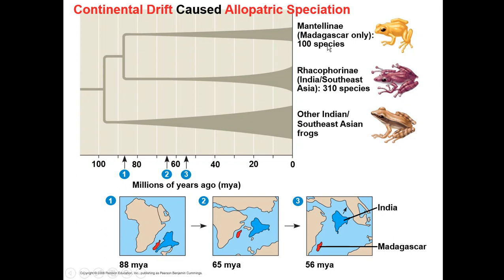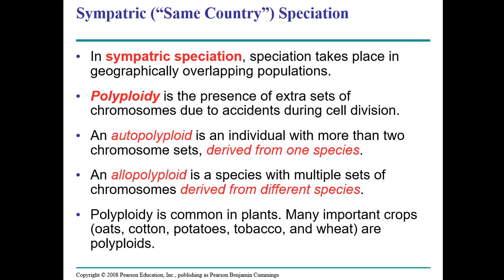Okay, so, along with this, ito na yung mga speciation na nangyayari. Okay? So, we have Mantelinae. So, we have for Madagascar only. We have Rhacoporinae, so India and Southeast Asia. So, ganyan po. And we have other Indian Southeast Asian frogs. Okay, so ganyan. So, allopatric speciation as caused by continental drift. Okay, so in Sympatric naman, okay, so speciation takes place in geographically overlapping population, meaning populations that overlap in the same area.